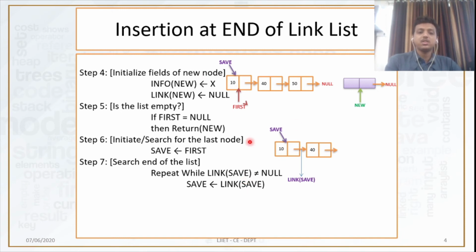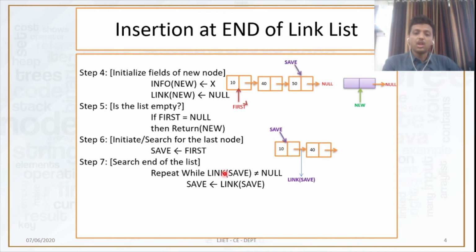So students, repeat while link of save is not equal to null. First check the condition. Right now the save pointer is pointing over here. Is link of save null? No. So we just need to move the save pointer to link of save. Again check, is link of save null? No. So we move the save pointer forward again. Now the save pointer is pointing to 40 and link of save is 50.